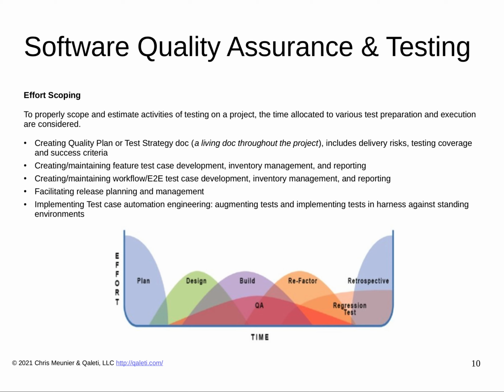Specifically, during a QA testing phase, there is a scoping to determine the level of effort involved and expected, like during analysis, design, product, and development, the expected results. Creating a quality plan or test strategy document, which is a living document throughout the project, includes delivery risks, testing coverage, and success criteria. This is something everyone and anyone, no matter which role, is encouraged to review. Unless there is a situation of least privilege due to the sensitivity or security and use of the software under development for delivery.